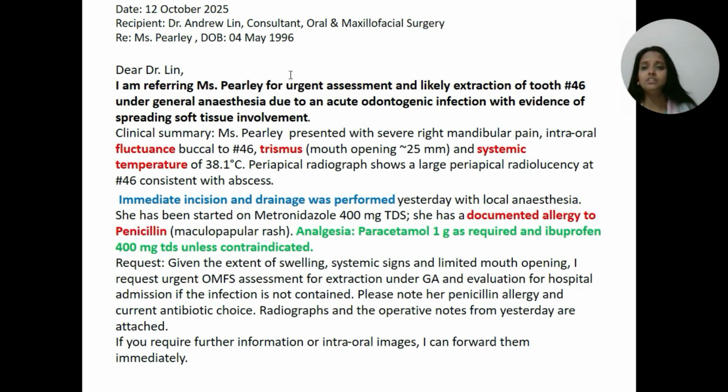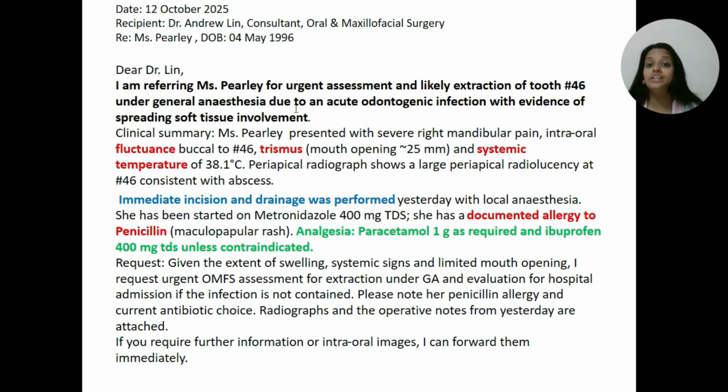Now, if you see this response, it served the purpose and the clinical priority, right? So the opening sentence makes the purpose explicit and it frames urgency, like urgent assessment and likely extraction, isn't it? Due to so and so, with the evidence of spreading soft tissue involvement. So this clearly states the purpose and the clinical priority.